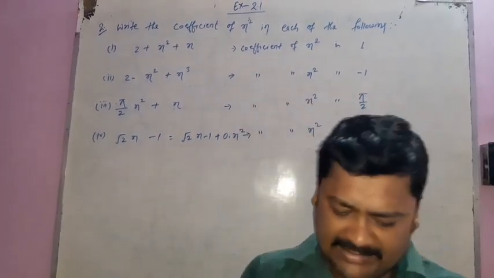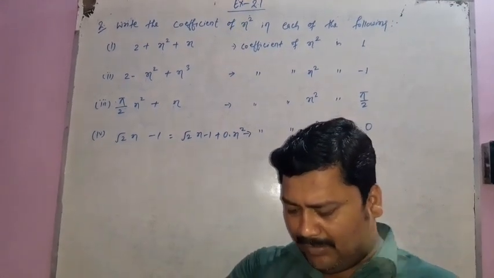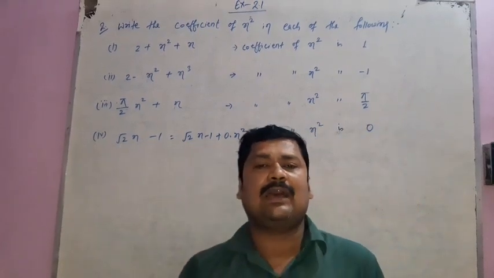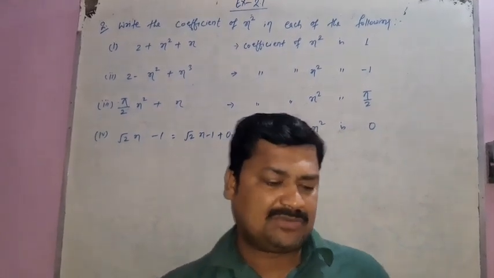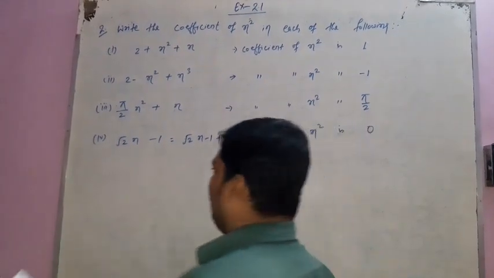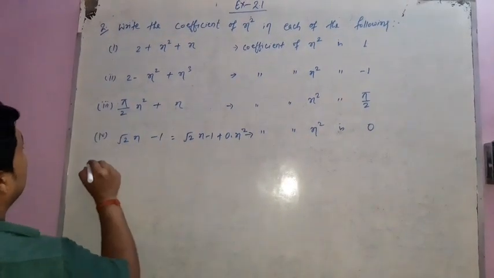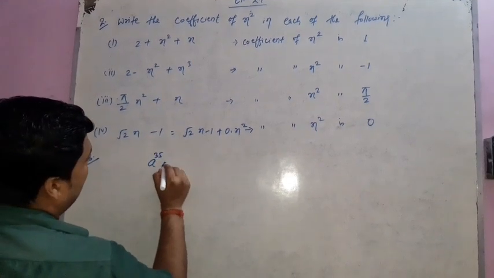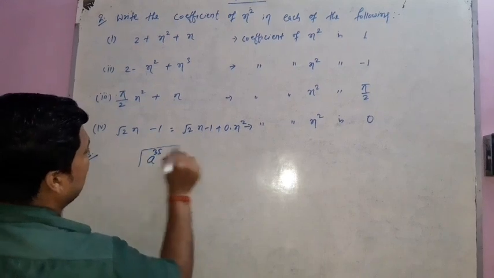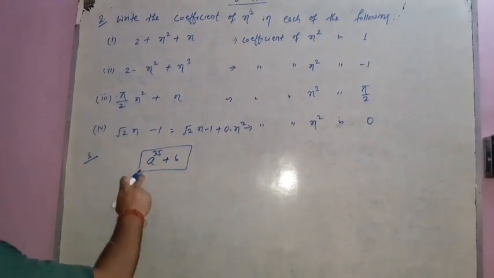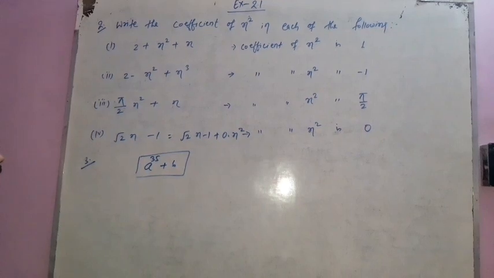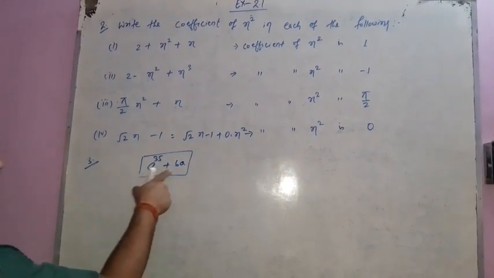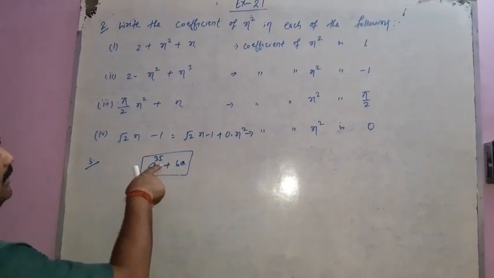Now in question number third, it is given: give one example each of a binomial of degree 35. Binomial means a polynomial having 2 terms. Binomial having degree 35. So we can write here a to the power 35 plus 6a. This is a polynomial, and it is called a binomial because it has 2 terms. And this binomial, what is the degree of the polynomial? 35.